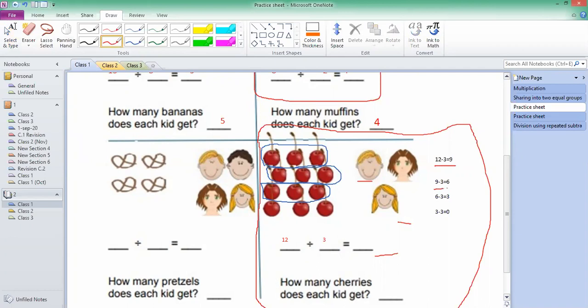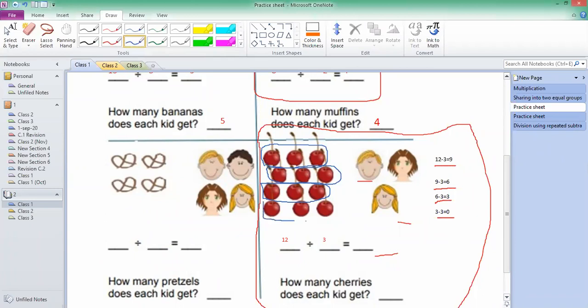1, 2, 3 and 4. Can you tell me how many times you subtracted 3 from 12? How many times? 4. Wow. That's very good. That means you know the answer, that every child will get 4 cherries.